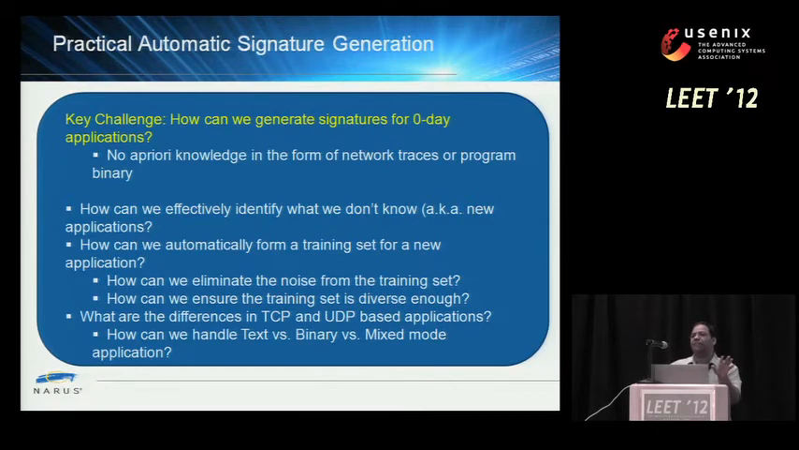What all these factors point to is that the current way of generating signatures, which is manual, is not going to scale, because we are no longer dealing with hundreds of applications. We are dealing with thousands of applications, and the number of applications is increasing every day. So, Fabian, you have a question?